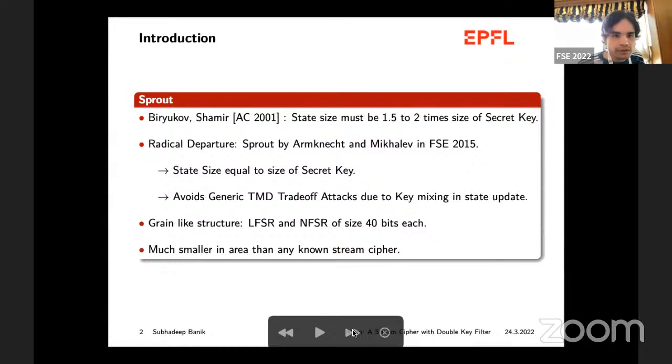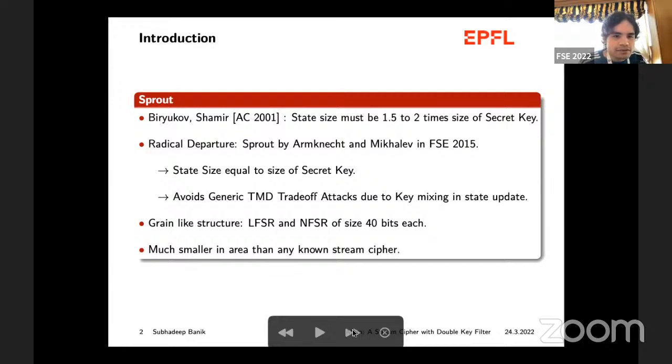So in 2001, Biryukov and Shamir published their seminal work on time memory trade-off attacks. And one of the main conclusions of the paper was that in order for a stream cipher to be secure against TMD attacks, the size of its state in bits must be at least 1.5 to 2 times the size of secret key in bits.